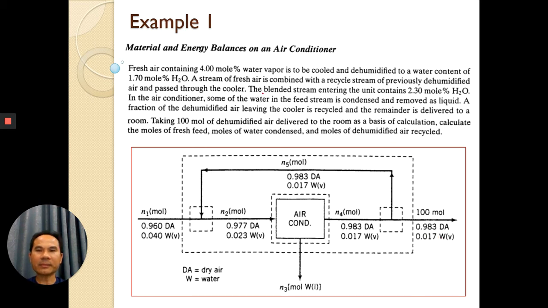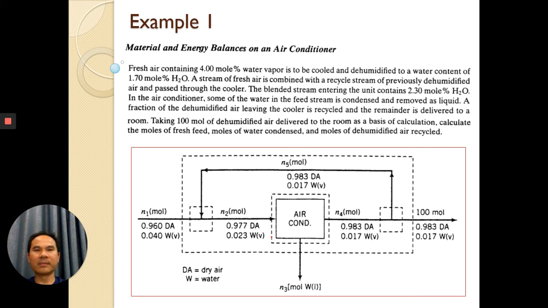A stream of fresh air is combined with a recycled stream of previously dehumidified air and transferred to the cooler. What does it mean? This air includes dry air and water. Before the output, we recycle some air to mix with the fresh feed. Mostly the composition of the recycle should be the same as the product, the same as the output from the air conditioner or cooler. It's the same composition.